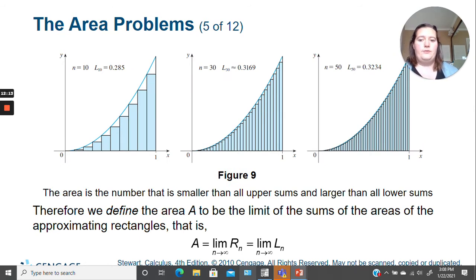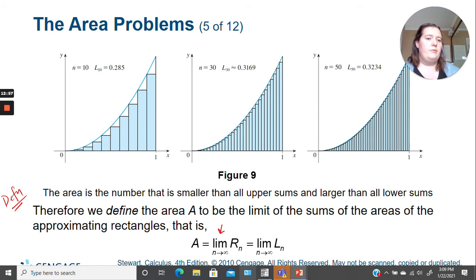So we define the area. This is actually a definition. We define the area to be the limit of the sums of the areas of approximating rectangles. That's a lot. All this is saying is that if you look at the right-handed summation, and assume you did infinitely many rectangles, that's what this is saying. So this limit as n approaches infinity of R sub n, that's saying you want to do infinitely many subintervals, so infinitely many rectangles, and the right-handed summation is equal to the limit as n approaches infinity of the left-handed summation. So they're approaching the same thing.